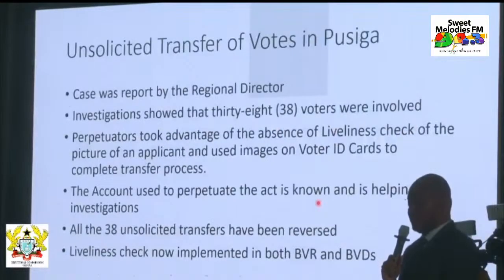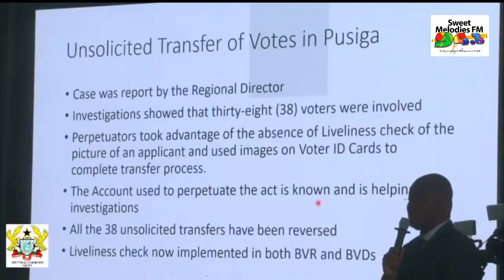Now we come to Pusiga, and I'm sure for those of us who have been listening to the news, we are aware that there are issues with transfers that occurred at Pusiga. These were reported to us by the regional director that 38 voters had been illegally transferred from Pusiga. And as I have said, this occurred because the Electoral Commission's own staff took advantage of a vulnerability that was in the system. And that vulnerability was the absence of a liveliness check.